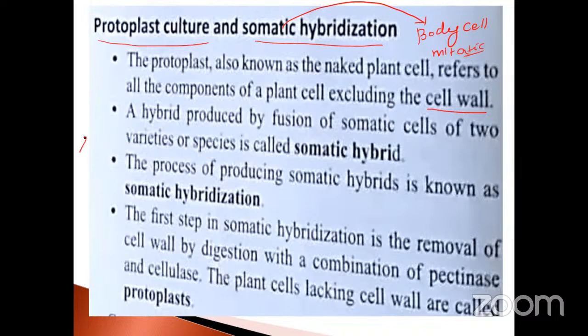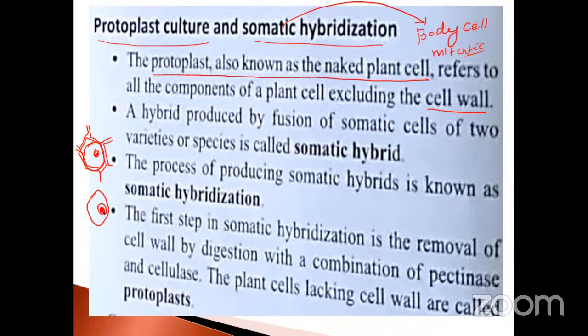Just to take an example, take any one of the plant cells. On the outside there is a cell wall. The cell wall is made up of cellulose, isn't it? But inside there is a nucleus and an outermost covering. What is meant by protoplast? The protoplast is also known as the naked plant cell. Naked plant cell means it is nothing but the simple cell without the cell wall.